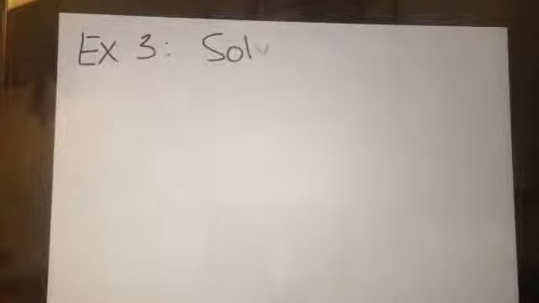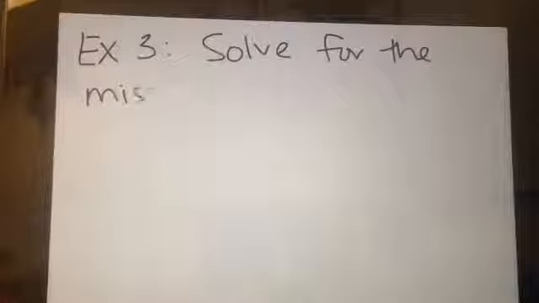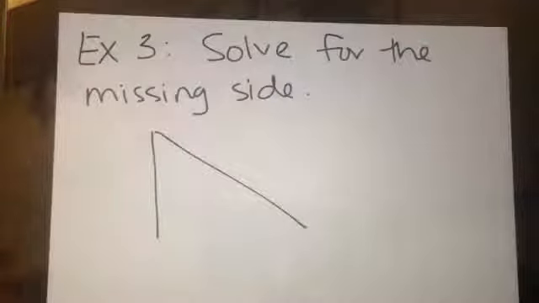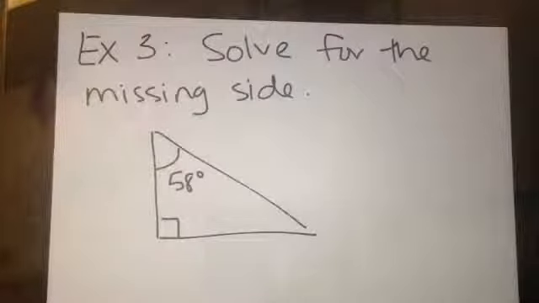All right, and then last example, we're going to solve for the missing side. So here's a right triangle. That's the 90-degree angle right there. Up here we have a 58-degree angle. Over here we have a side length of 9, and then down here we have a side length of x, and that's what we're solving for.